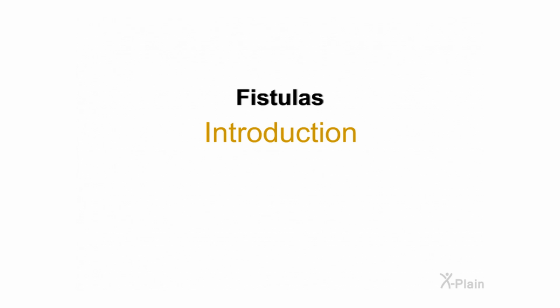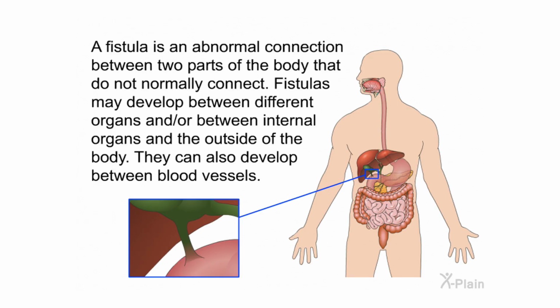Fistulas. Introduction. A fistula is an abnormal connection between two parts of the body that do not normally connect. Fistulas may develop between different organs and/or between internal organs and the outside of the body. They can also develop between blood vessels.